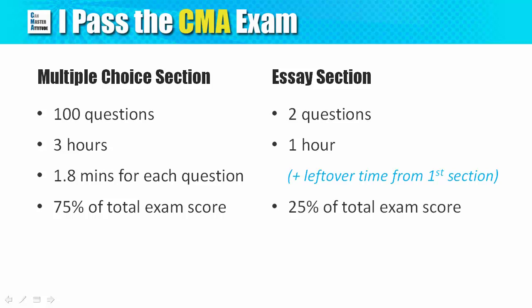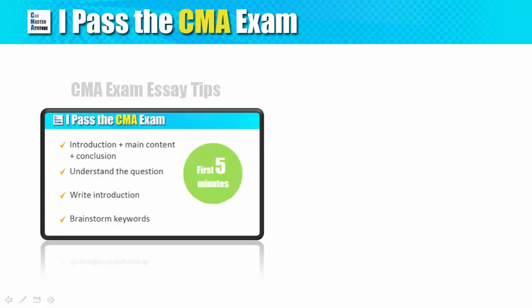25% of the exam score is allocated to the essay section. The essay can be a business writing, a computation, or a combination of the two. For details on the CMA exam essays and how you can maximize your score in this section, please click here and watch this separate video.